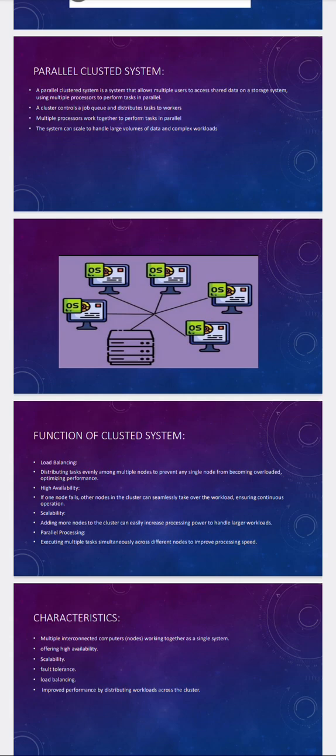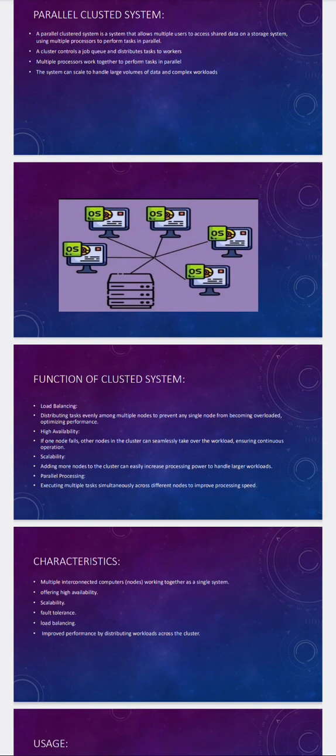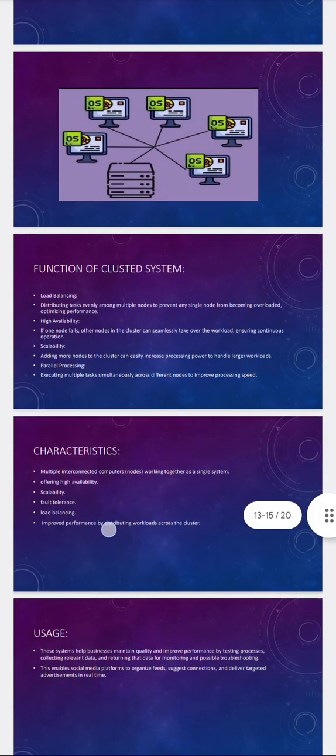Scalability means adding more nodes. A cluster can easily increase its processing power to handle large workloads. Parallel processing is executing multiple tasks simultaneously across different nodes to improve processing speed. Next, the characteristics of a clustered system: multiple interconnected computers working together as a single system, offering high availability, scalability, fault tolerance, load balancing, and improved performance by distributing the workloads across the cluster.